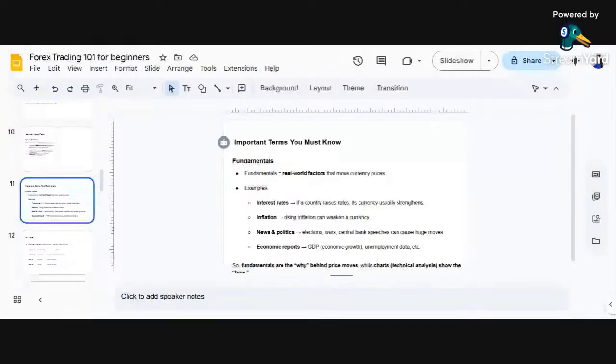So fundamentals can be affected by different things. It can be affected by interest rates, inflation, news and politics, and economic reports. A lot of things can affect the forex market. Then there are the charts, those red and green candlesticks you see. That is what we call technical trading. You're just following the movement of the market.